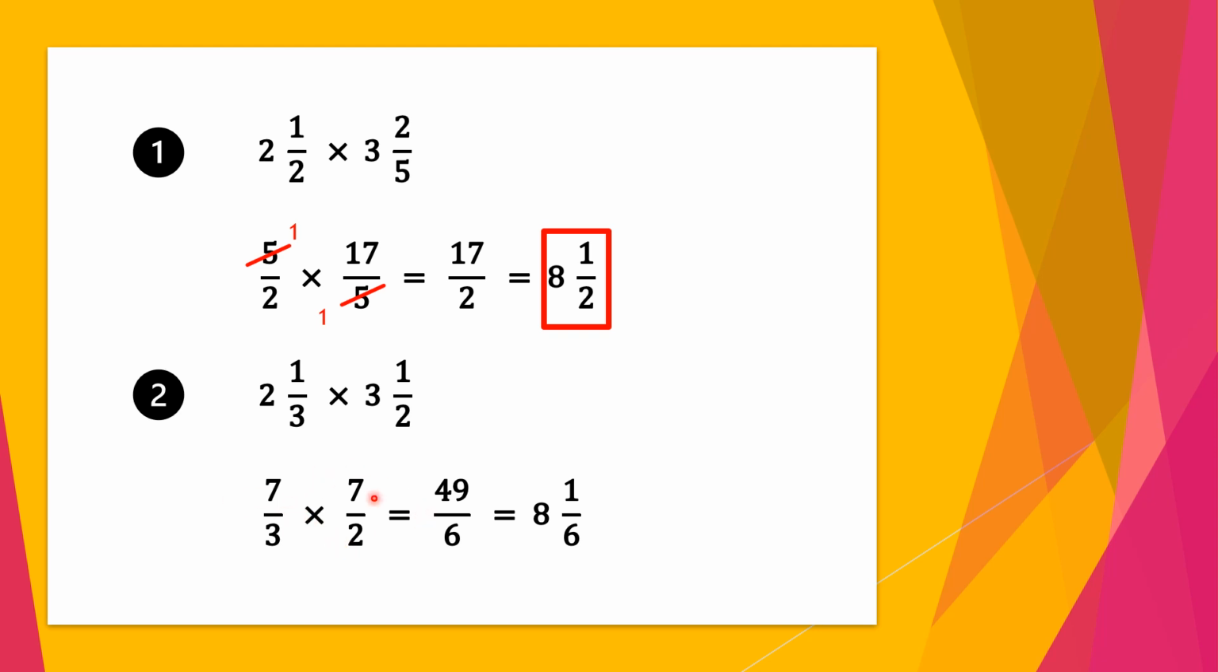Now we can't cancel anything. We multiply our numerators first. 7 times 7 is 49, and then we multiply our denominators, 3 times 2 is 6. This is a solution, but it is an improper fraction. We want to write it as a mixed fraction. So our final solution is 8 1/6.